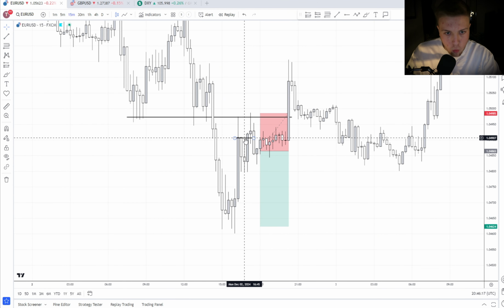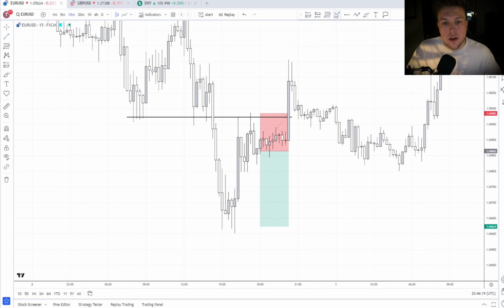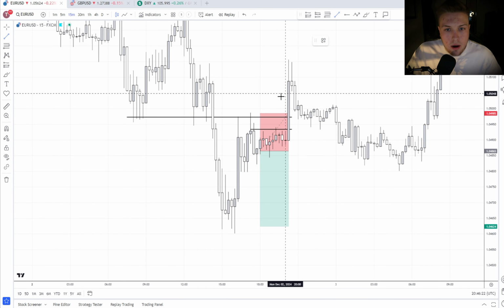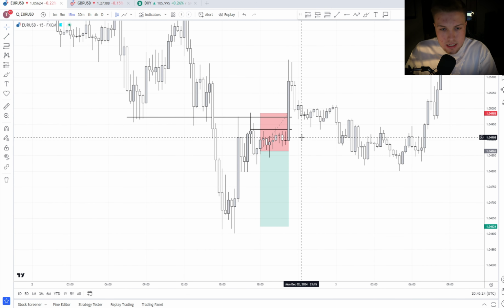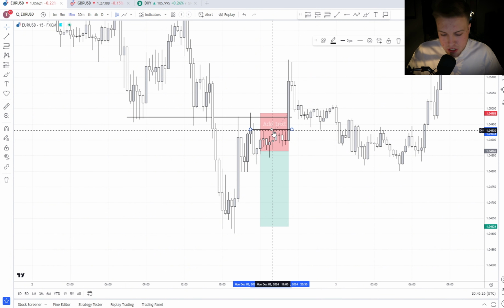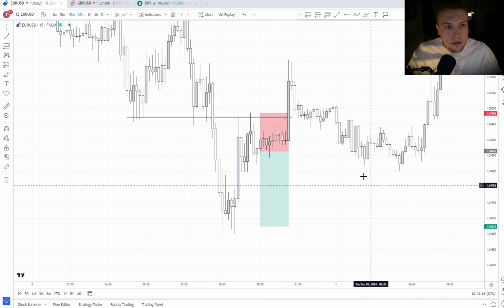But what happened was obviously price accumulated here, and then we broke up here, and actually stopped me out with a big bullish candle. Okay, so that was fine. That was our first trade.